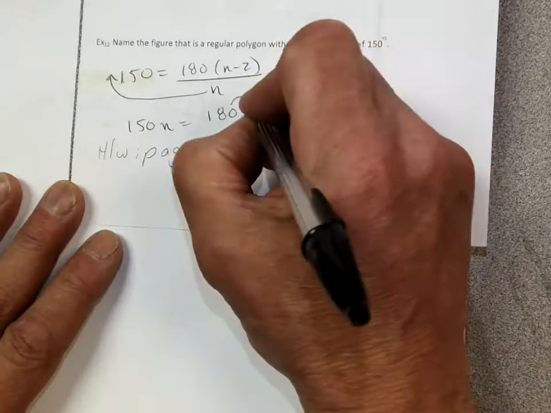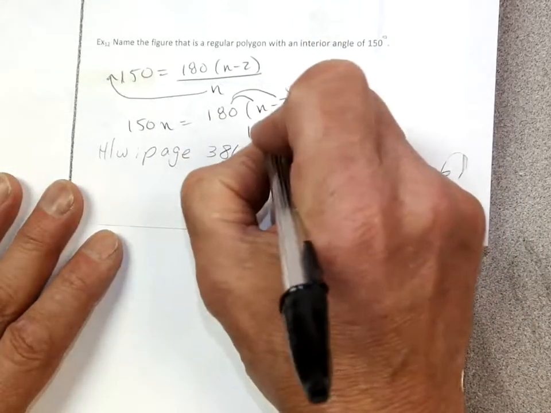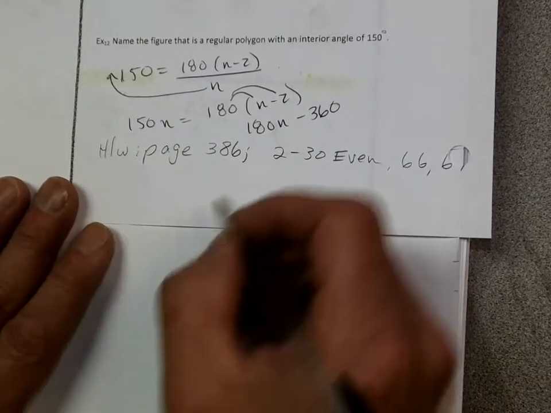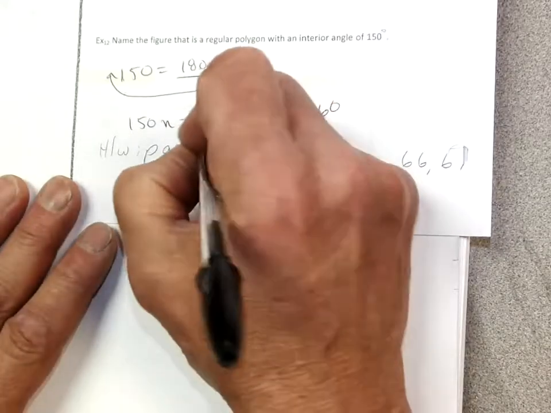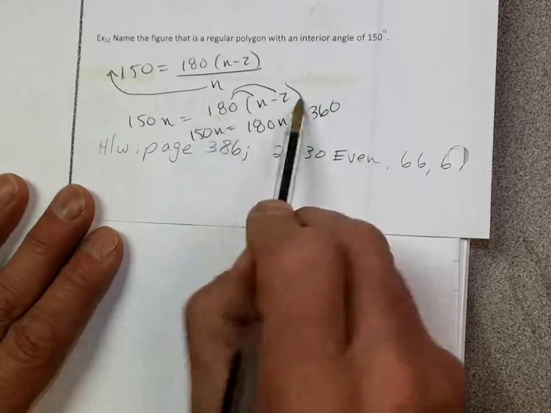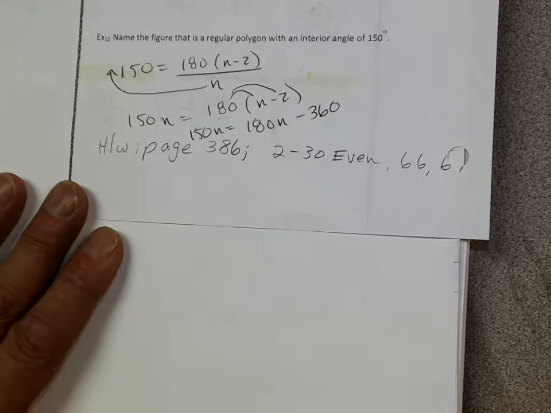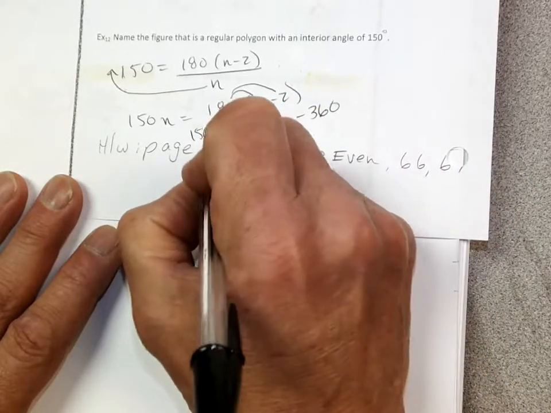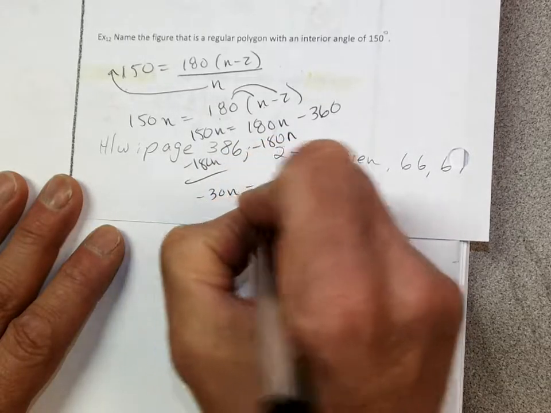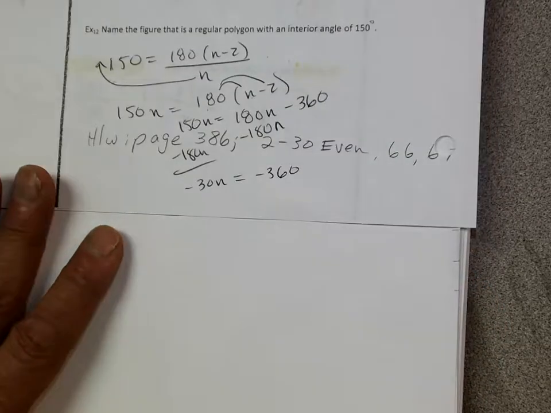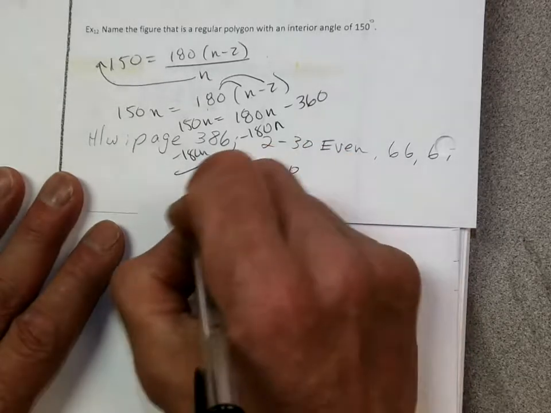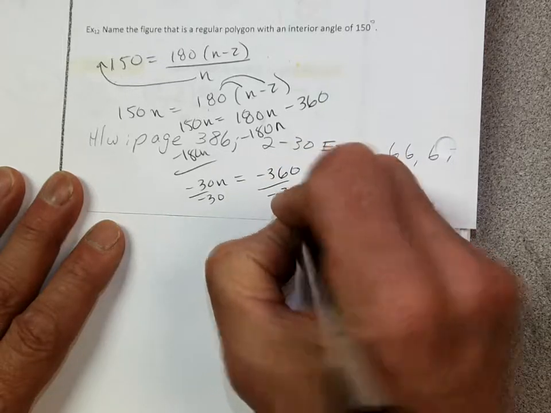Distribute. Let's distribute. That's the word you're looking for. Let's distribute, okay? 150 n equals, and I distribute, 180 n minus 360, okay? And then let's go minus 180 n, minus 180 n gives me a negative 30 n equals negative 360, right? Divide by negative 30, and I get n equals 12.